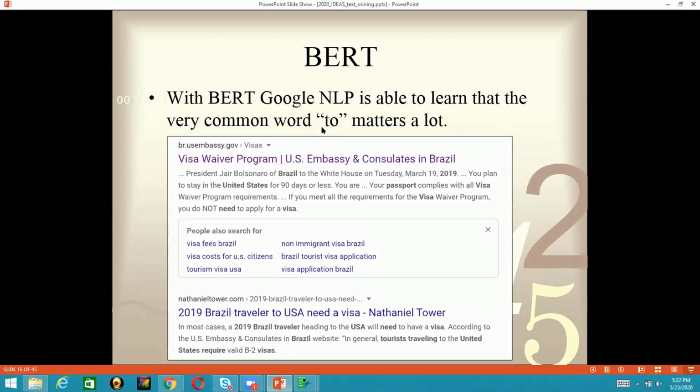So with BERT, Google NLP is able to learn that the word "to" matters a lot in this context. So now you can see that Google returns some correct entries. Visa waiver program: your passport complies with all visa waiver program requirements. If you meet the requirements, then you don't need to apply for a visa to the US.